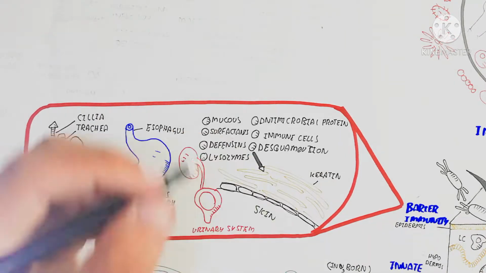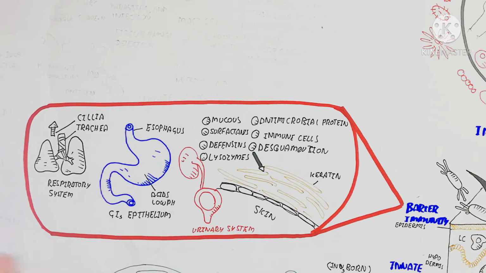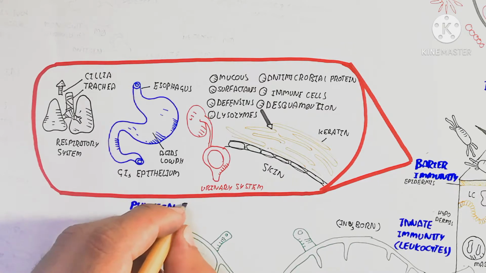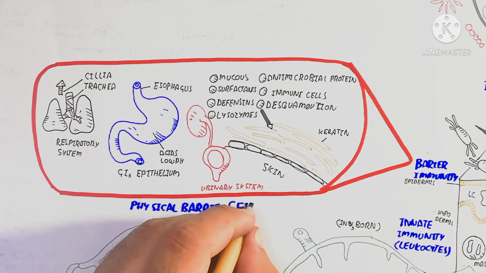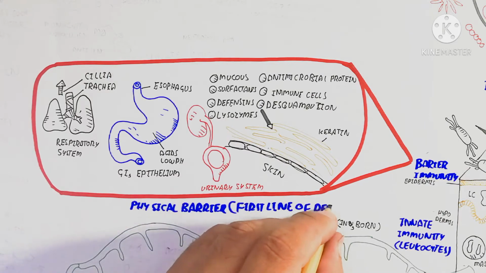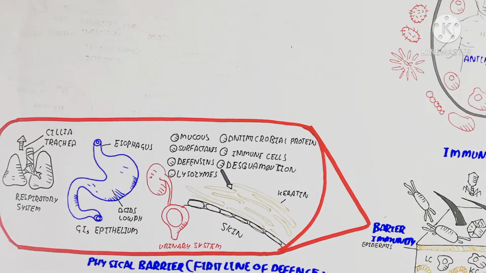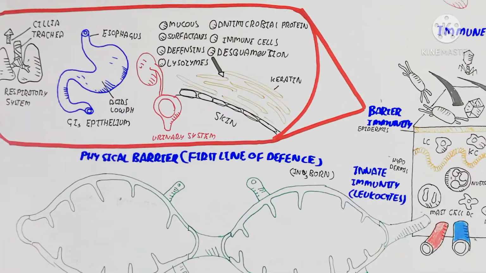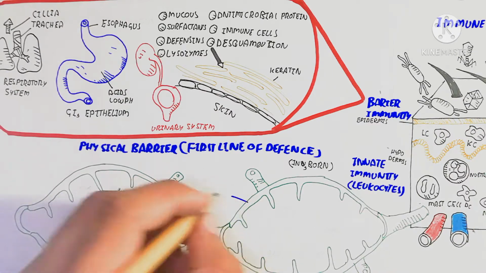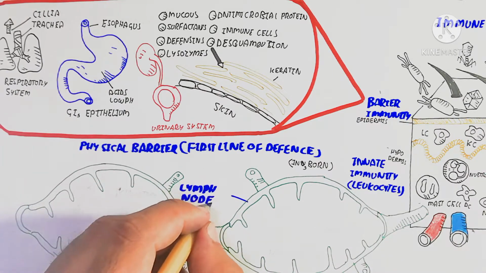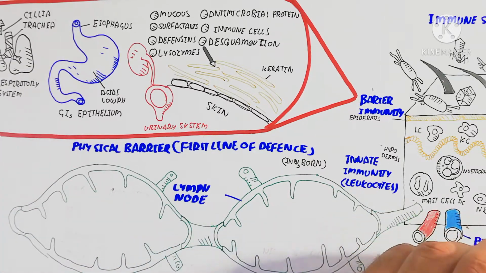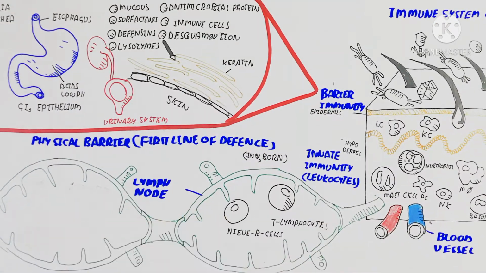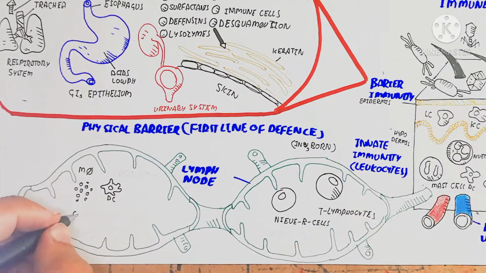For example, here are mucus, surfactants, defensins, lysozymes, antimicrobial proteins, immune cells, and desquamation of the skin, where keratinocytes further divide by proliferation. Desquamation, the shedding of the skin, is an important characteristic for decreasing pathogens. So this is known as the physical barrier immunity, our first line of defense, while the next, second one is the innate immunity, which we will also discuss.